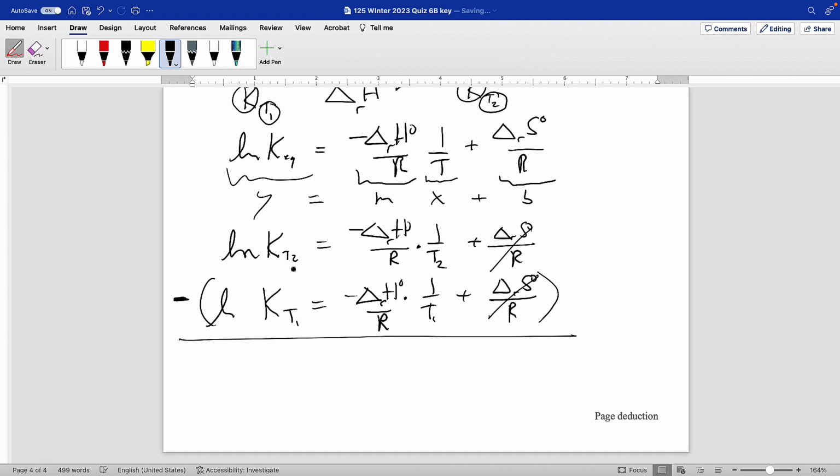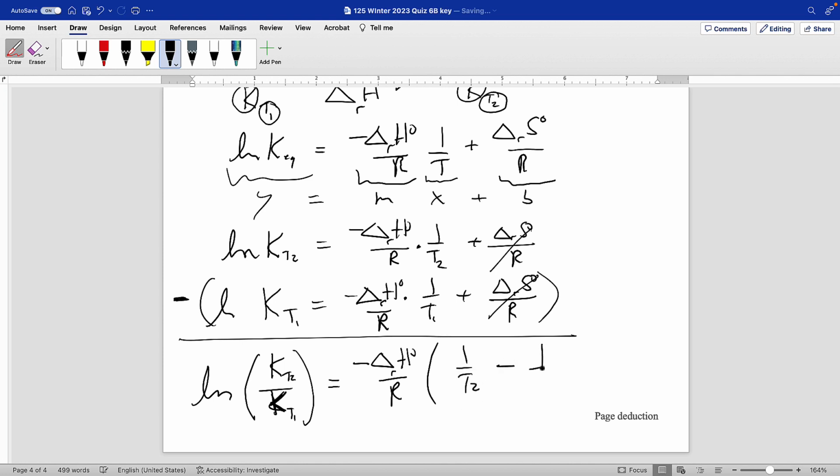So then we have the log of k at t2 and k at t1. And when we subtract logarithms, that ends up being the log of a ratio. So log of k at t2 over k at t1. And we can pull out the delta H over R and just have 1 over t2 minus 1 over t1. Okay, so all we've done is subtract the same equation, but we've just written it under 2 conditions. So what changes is t and the resulting k.